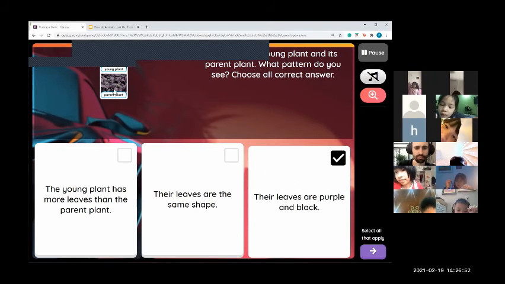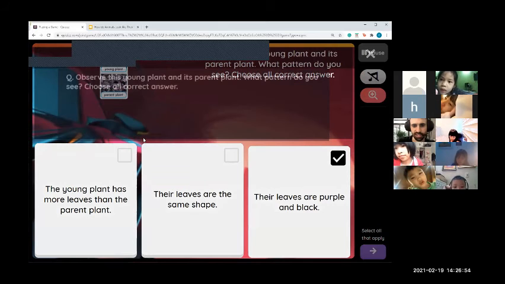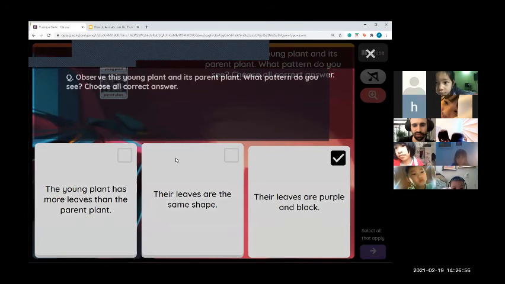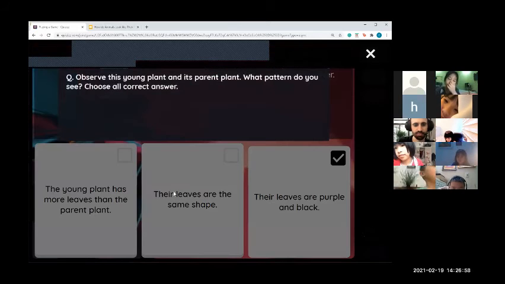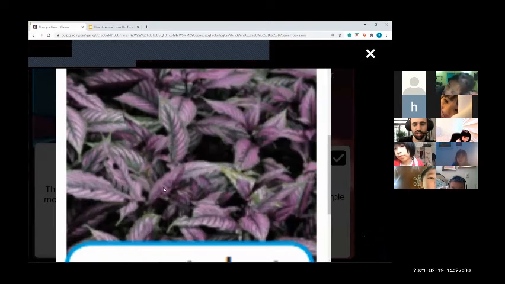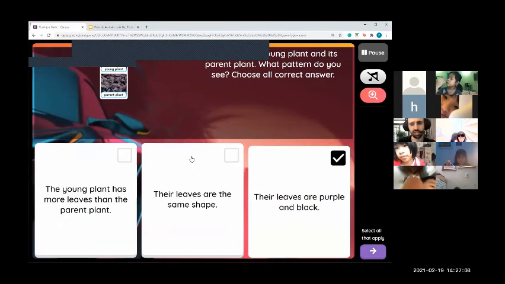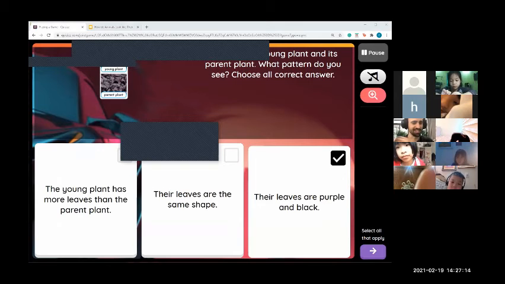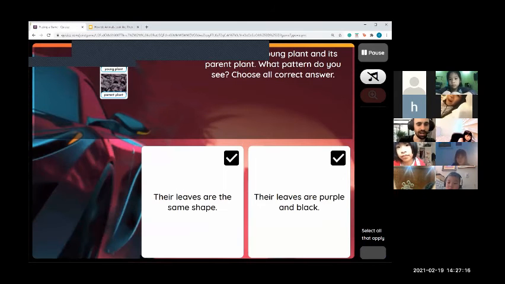But remember, let's look at them real quick. Let's see, is the shape the same? Let's look at this leaf, and look at these leaves. Are they the same shape? Are they the same shape? I'll help you out a little bit. So you got one of them correct, but yes, the leaves are the same shape. So let's check our answer. Good job, good job, good job.